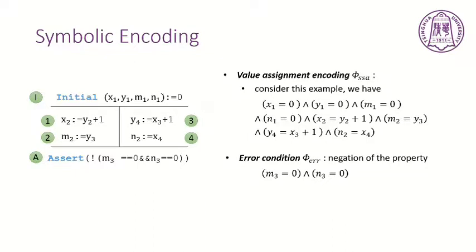Besides the ordering constraints, we also encode the value assignment constraints of the example program into SSA form. Consider the example program. We have the following value assignment constraints. Moreover, for the safety property, we encode the error condition. It is the negation of the property. That is, M3 is equal to 0 and N3 is equal to 0.